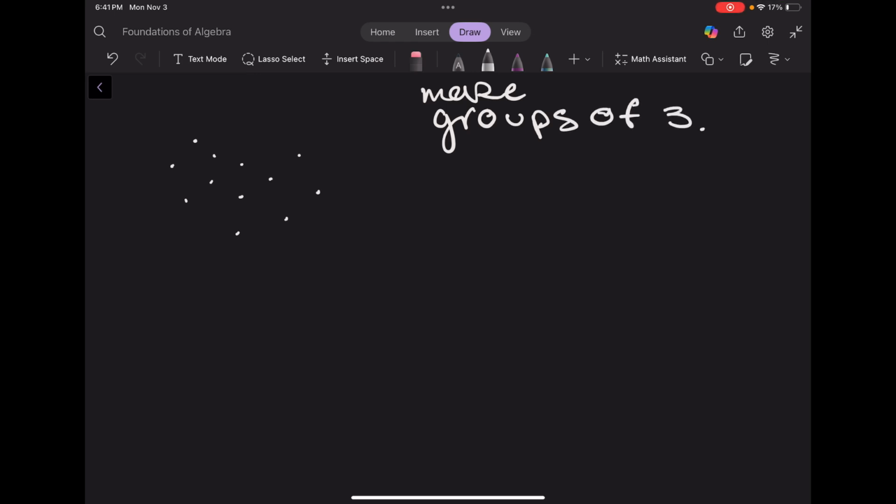Now let's say I have 12 dots. I am going to make groups of 3, and then I'm going to ask, how many groups do I have?